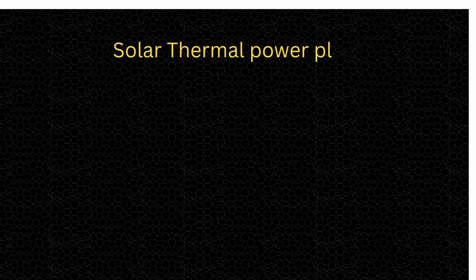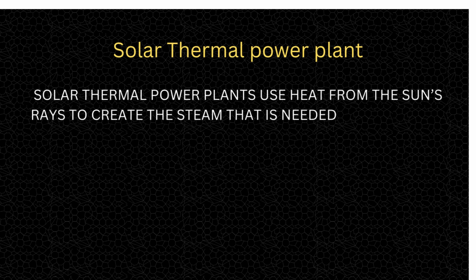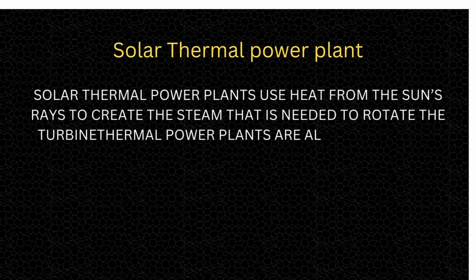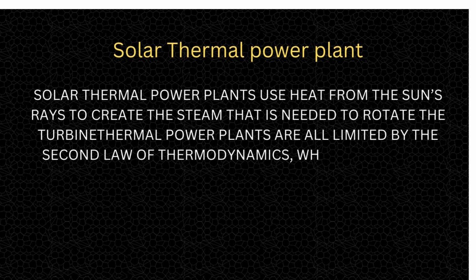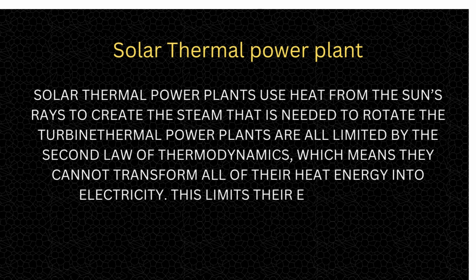Solar thermal power plants. Solar thermal power plants use heat from the sun's rays to create the steam that is needed to rotate the turbine. Thermal power plants are all limited by the second law of thermodynamics, which means they cannot transform all of their heat energy into electricity. This limits their efficiencies.